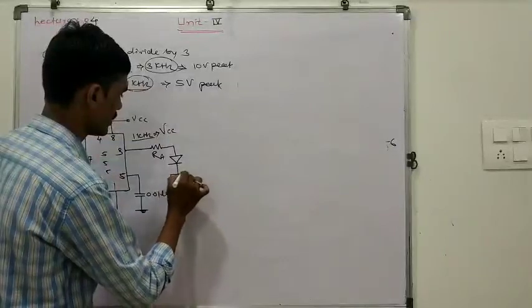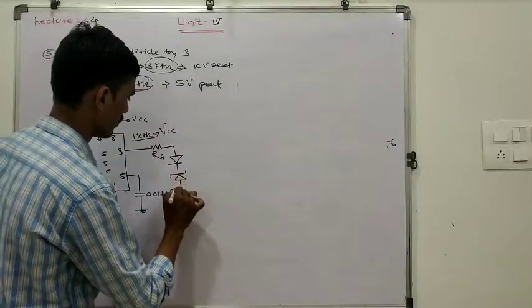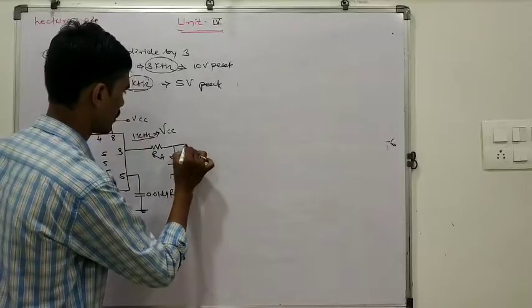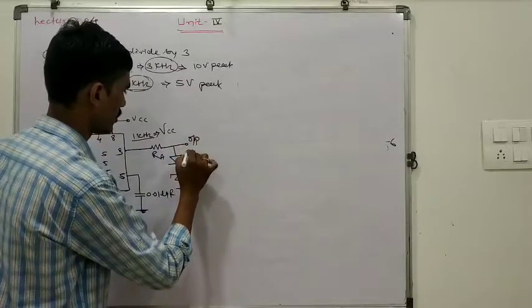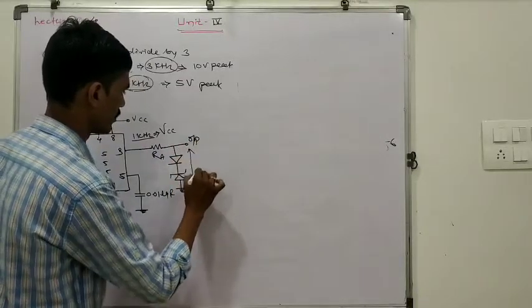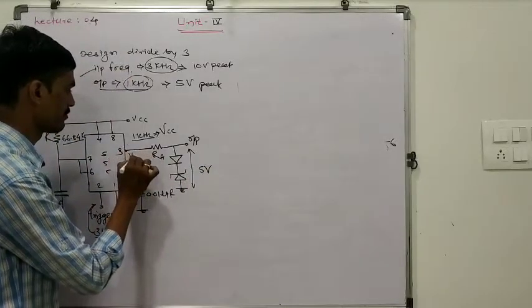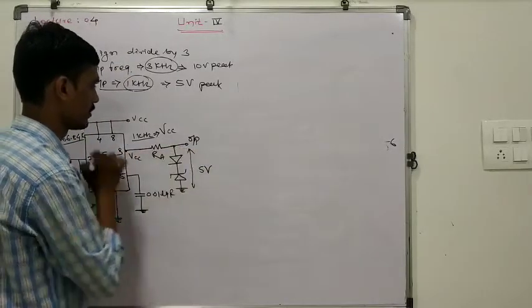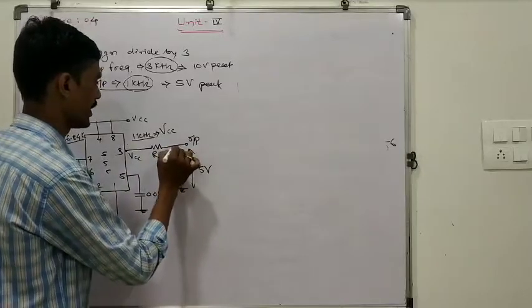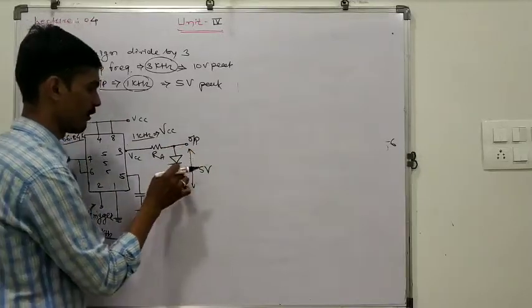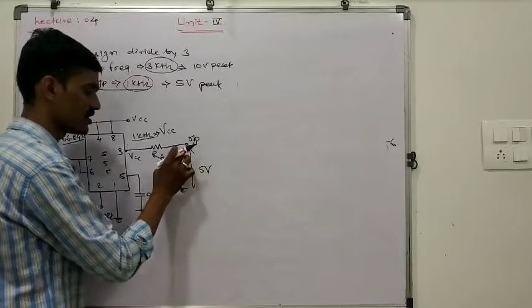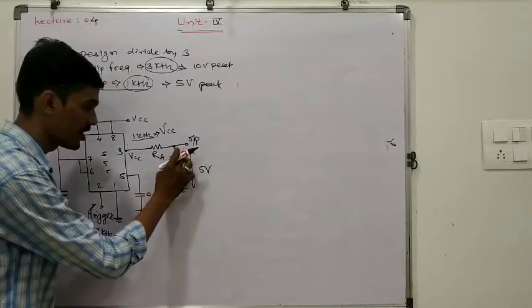Series with the Zener diode, which will provide the output as 5 volt. So this point is nothing but the VCC. If we want to take the output across this, the voltage drop across the simple diode is 0.7.